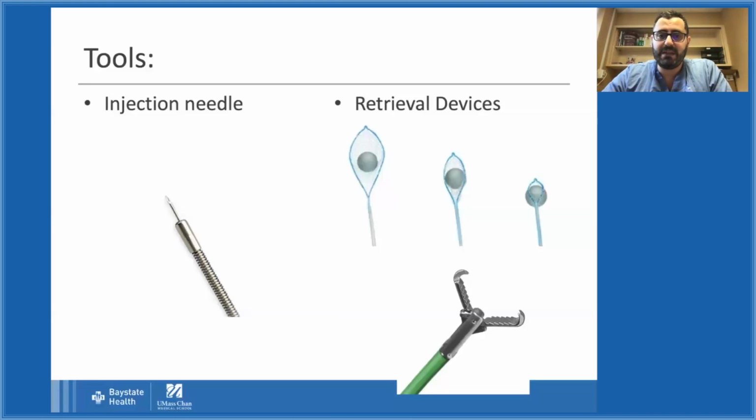We have what we call a rescue net, or Roth net, which looks like a snare, but if you look carefully, you can see there's some mesh in there. So we close it on the polyp and we pull it out of the colon. And also you have the forceps here, where you can also close on the polyp and pull it out.